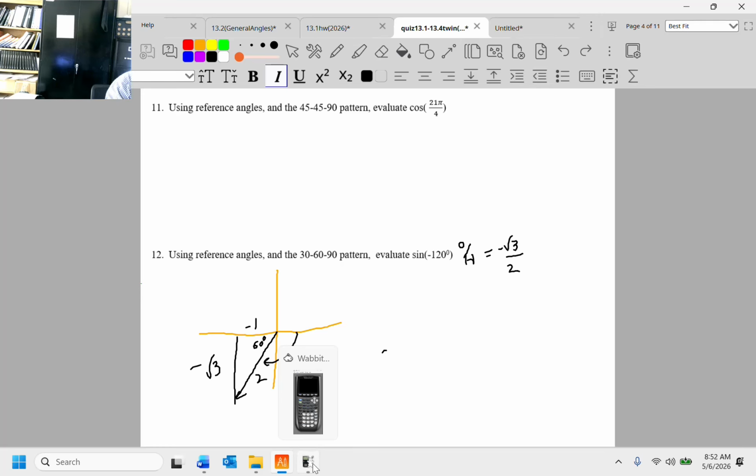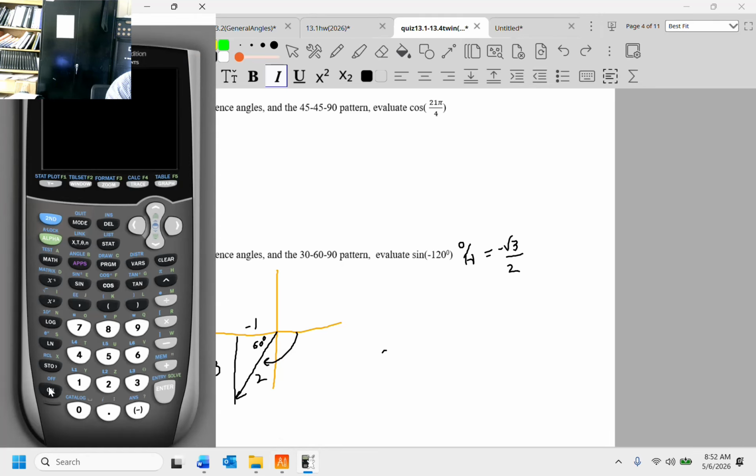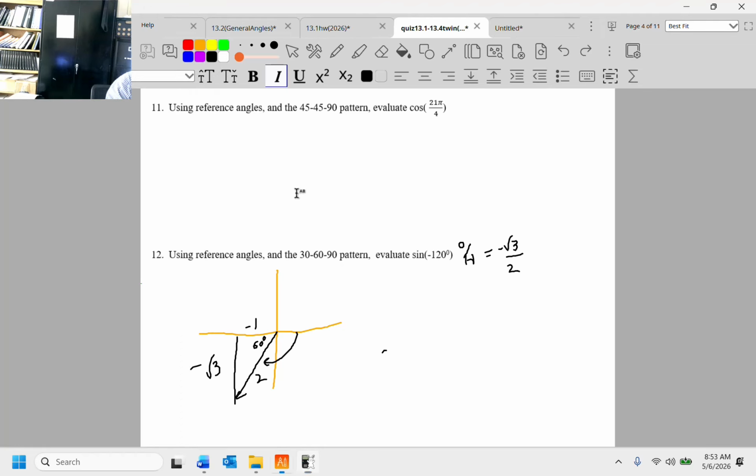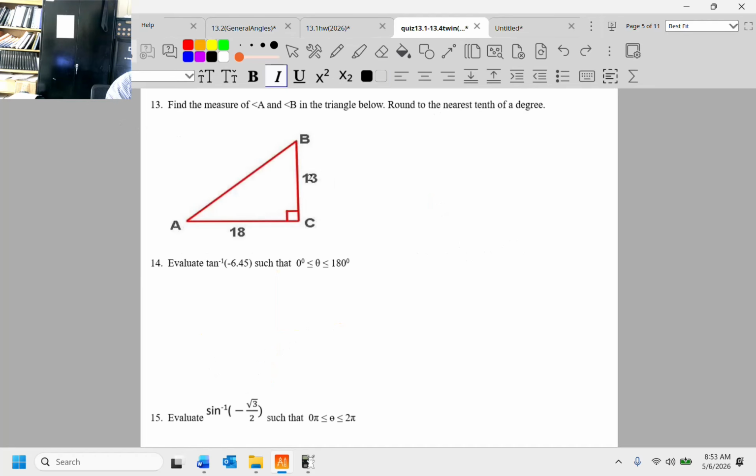By the way, on number 12, bless you, if you put your calculator in degree mode, I can't remember if I did this in the last video or not. Oh, I did it. Never mind. 13, find the measure of angle A and angle B in the triangle.